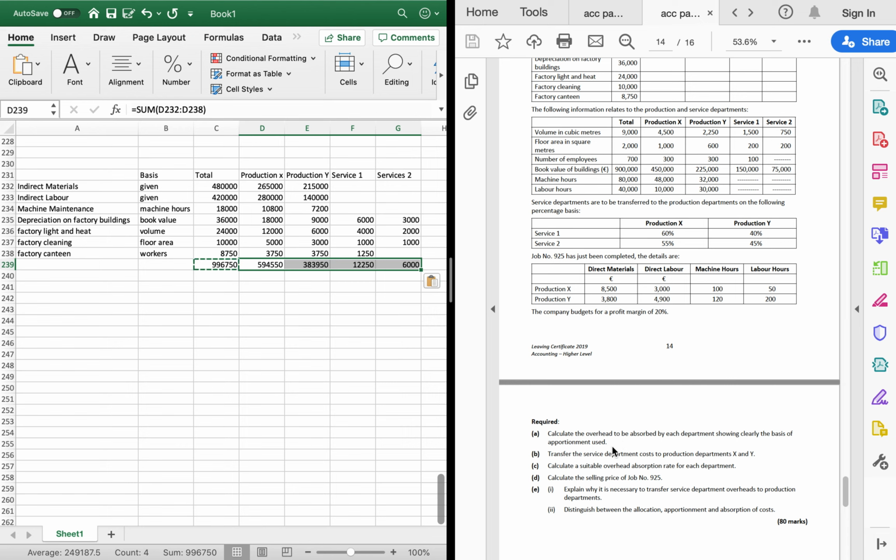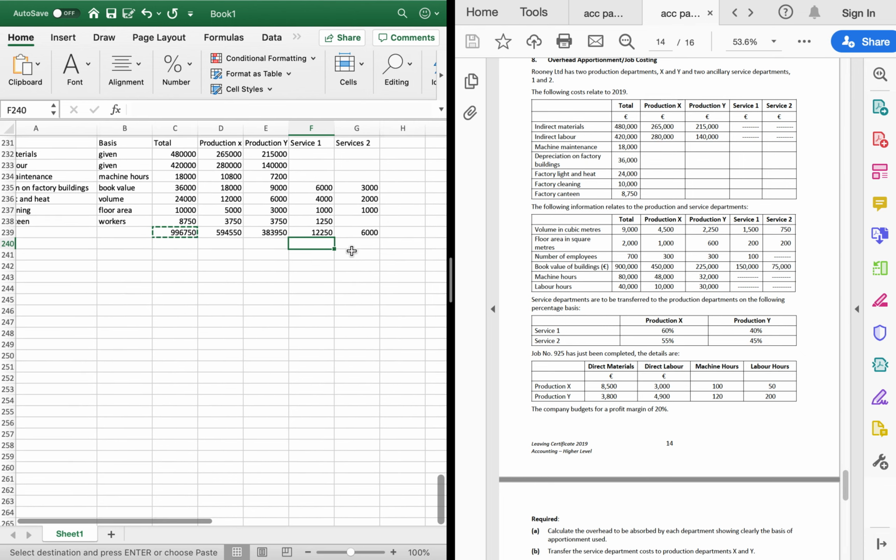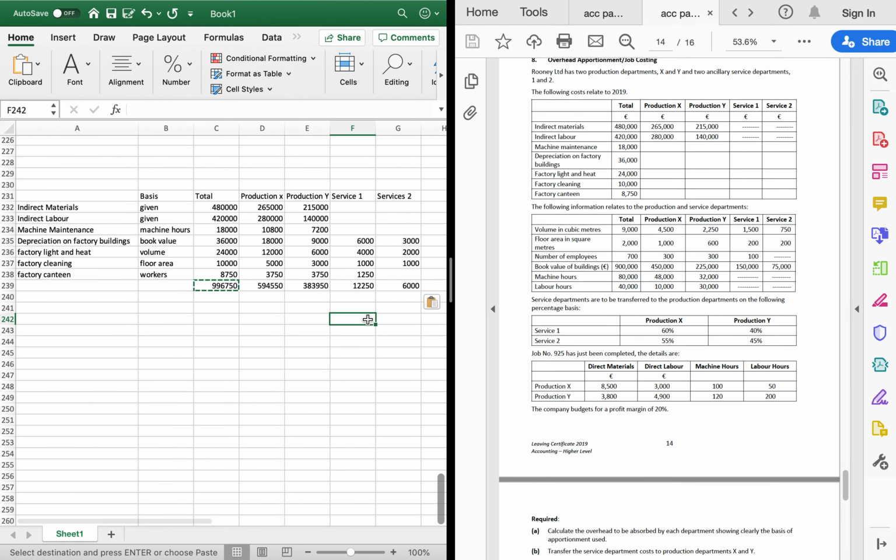Okay, part 2 of the question: transfer the services department to the production department. So for the sake of pricing jobs, you have to take into account your health and safety officer, you have to take into account your accountants, your secretaries, all that sort of stuff. So to do that, you have to transfer those costs, move them from these cost centers over into our production cost centers. Now, it'll always tell you the basis to do it. And that's where this little box comes up here. So it tells us that 60% for services one should go into X and 40% into Y.